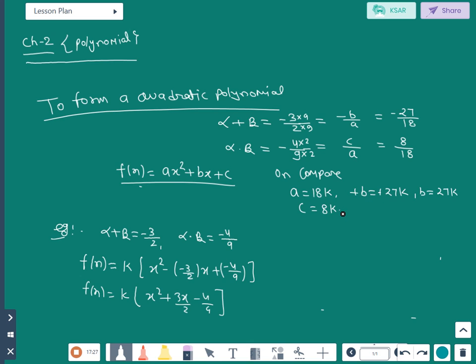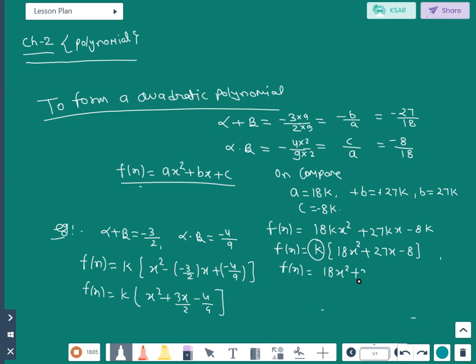These values we will substitute in the given polynomial. आपको क्या करना है? Given polynomial में put करना है. Substitute: f of x is equals to ax square plus bx plus c, that is 18k x square plus 27kx minus 8k. f of x equals to k common, 18x square plus 27x minus 8. Remove the value of k, constant को remove करो. 18x square plus 27x minus 8. That is the required quadratic polynomial or not? Understand, friend? So that is the second method.